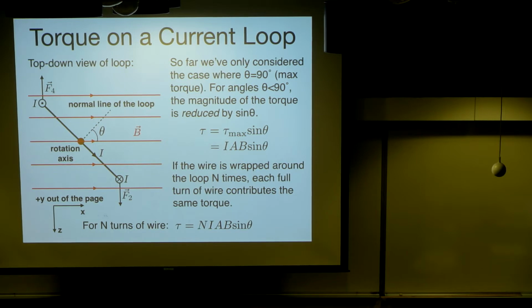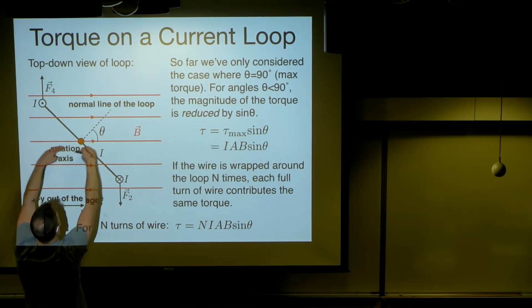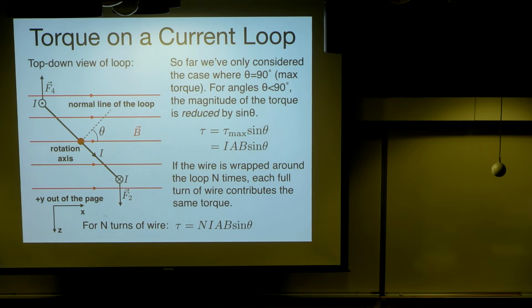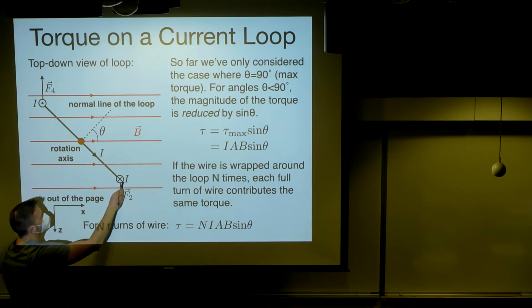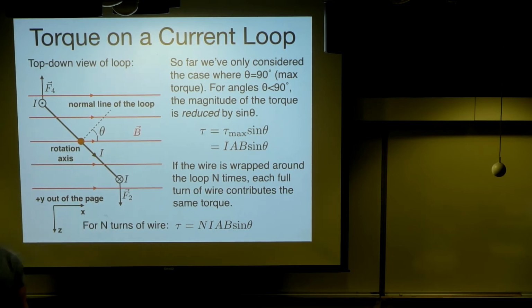And unlike before, where we had our loop exactly lined up with the B field lines, we're going to let them have any arbitrary angle with respect to one another, and we're going to call that theta. So hopefully you can see right away that my R vector from the axis to the force doesn't make a nice 90-degree angle anymore. In general, it's just some random angle, theta.